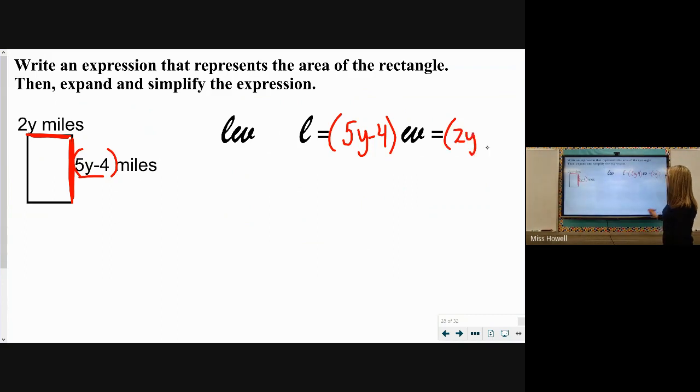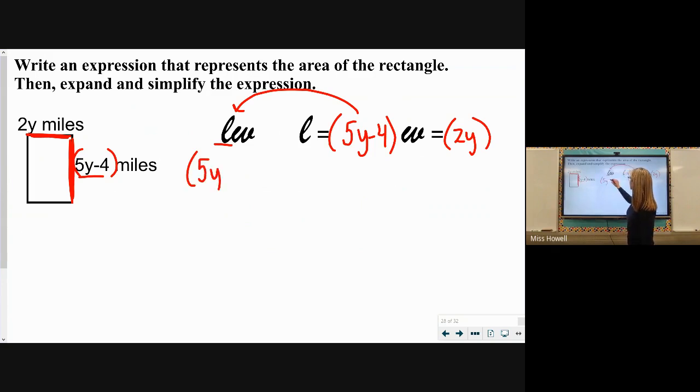All right, L and W are out. Our 5y minus 4 and 2y go in their place. So this L is out. This entire math problem of 5y minus 4 goes in its place. All right, this W is out. This entire math problem of 2y goes in its place.